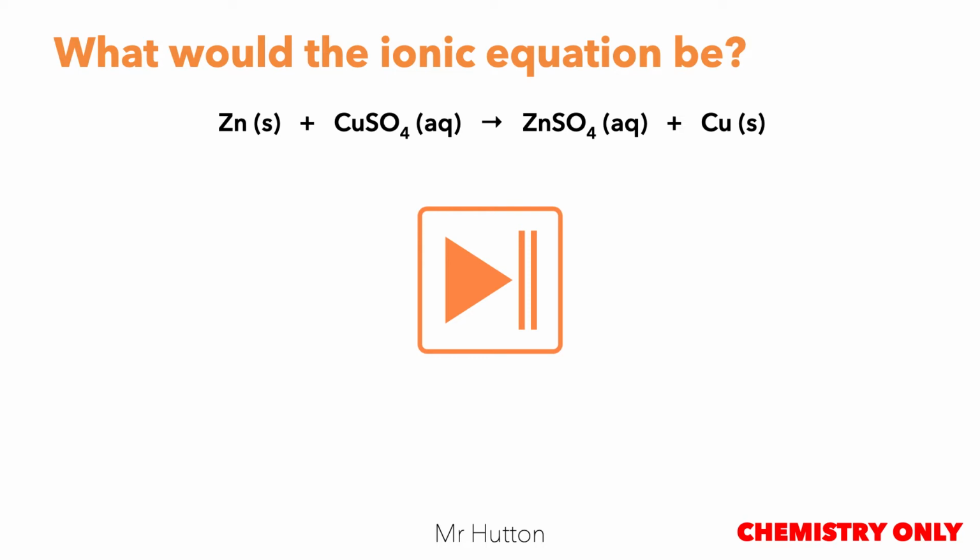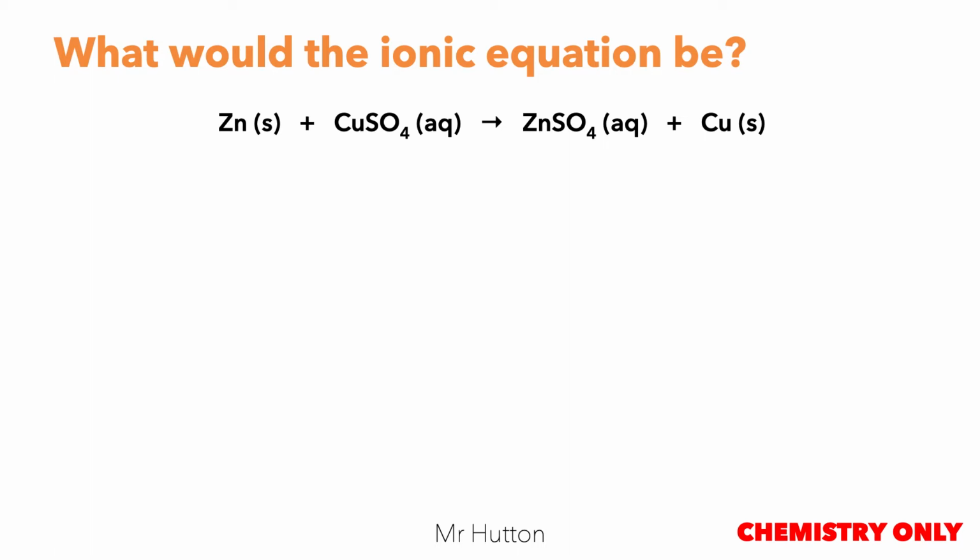So let's try an ionic equation first. We've got a reaction here between zinc and copper sulfate to give us zinc sulfate and copper. So this is an example of a displacement reaction where a more reactive metal has displaced a less reactive metal from its compound. So the zinc being more reactive than the copper. So if you think you know how to write the ionic equation, have a go, pause the video and do that now. Otherwise, we'll look at that shortly.